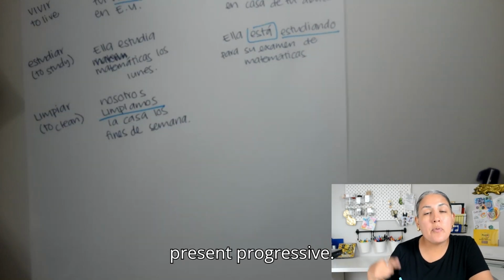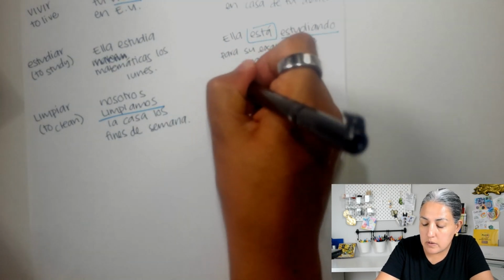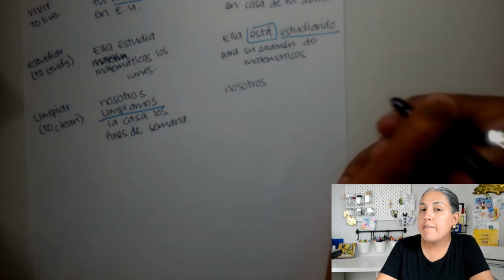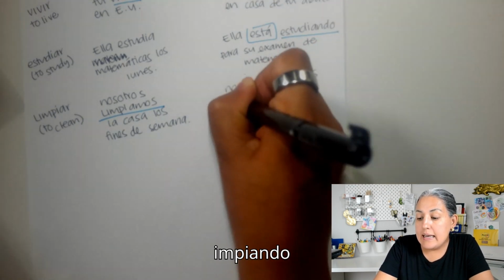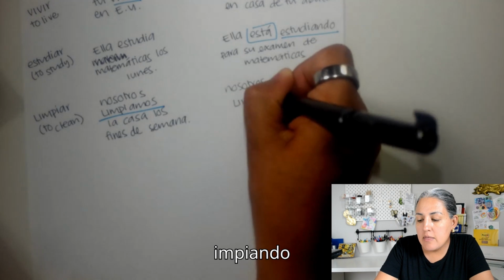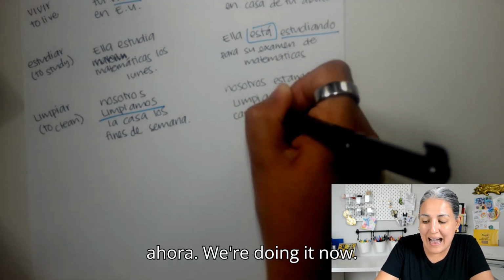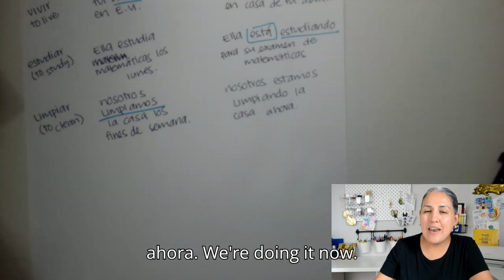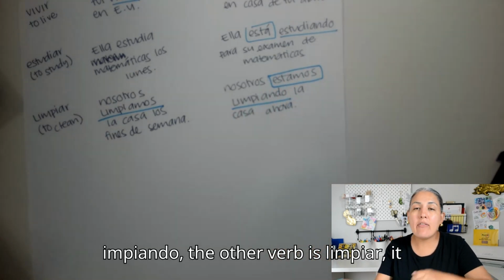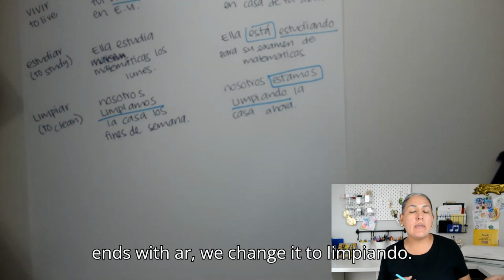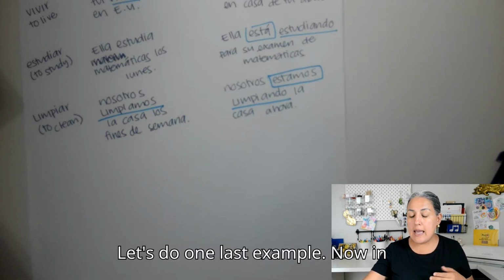Now we will go to the present progressive. Nosotros, still the same pronoun. First step, estamos limpiando la casa ahora. We're doing it now. Nosotros estamos, first step, limpiando. The verb is limpiar. It ends with AR. We change it to limpiando. Let's do one last example.